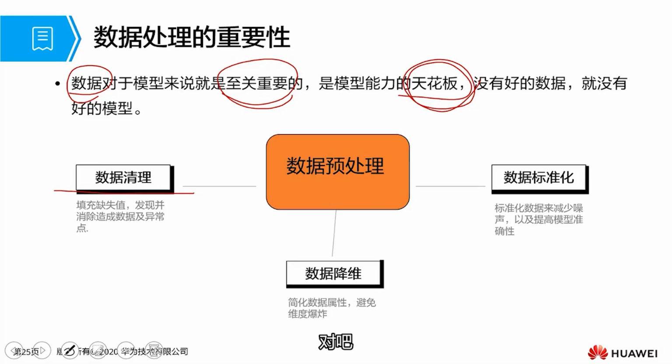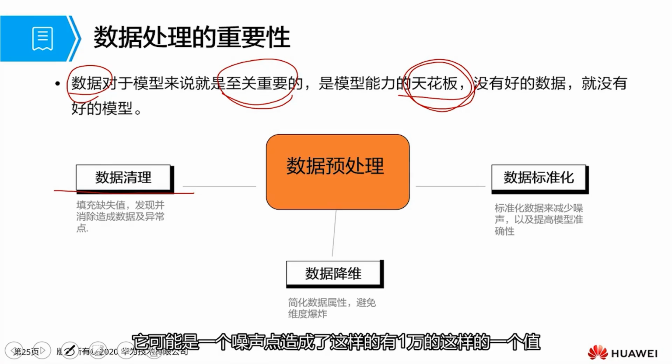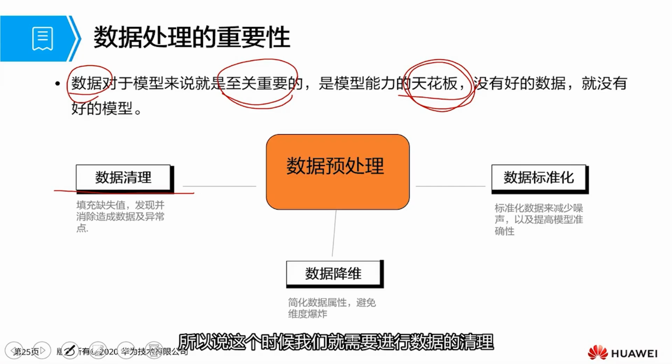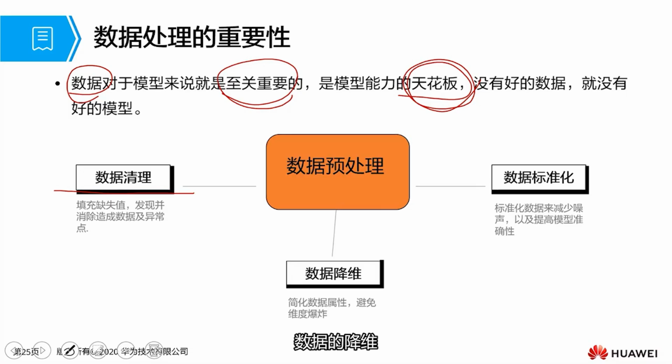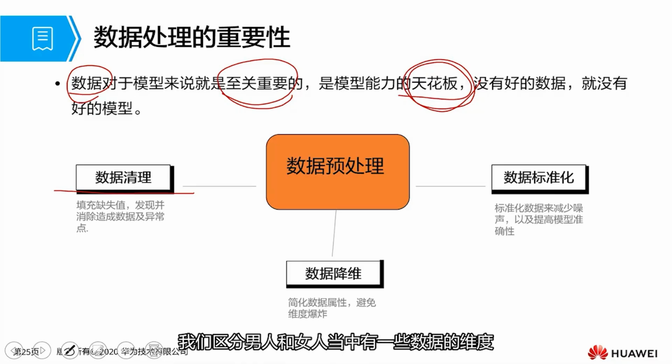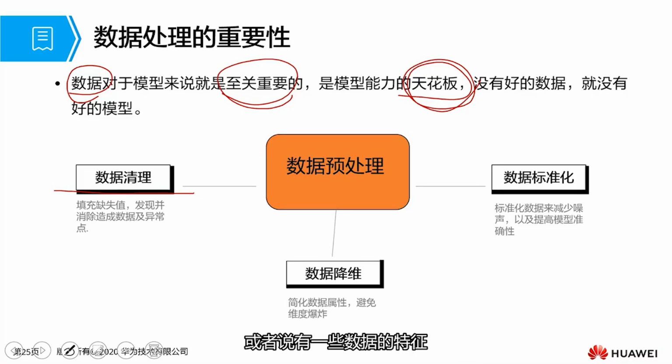Dimensionality reduction of data. Simplify data attributes. Avoid dimension explosion. What does this represent? Just now, everyone can recall the video from the previous section. We created a small example. We differentiate between men and women, with some data dimensions or some features of the data. I wrote about a leg and a face. Is there a section on legs? Is it necessary to judge a person based on this kind of data?